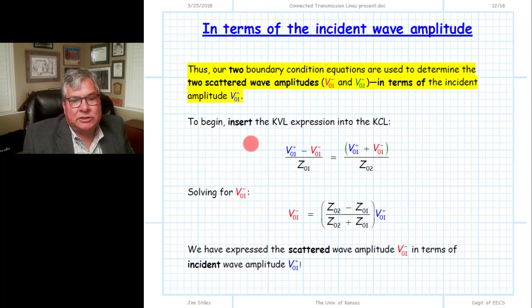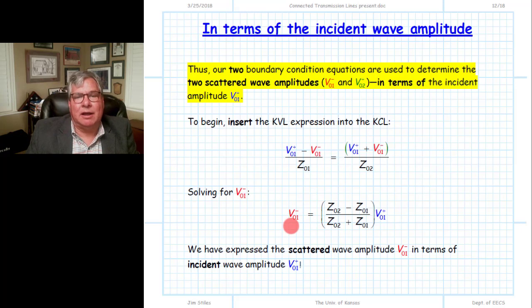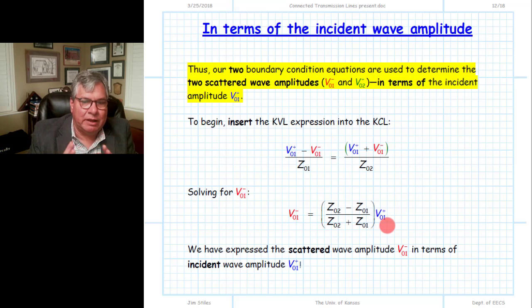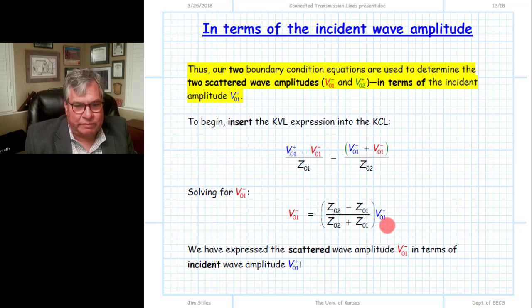So to accomplish this, we first insert our KVL expression into our KCL expression. And when we do that, this is V2 plus at this point, and we insert the KVL in there. We get an equation where we have two unknowns, and we rearrange that equation to determine the value of V01 minus. This is the wave amplitude of that reflected or scattered wave, in terms of V01 plus, which is the wave amplitude of the incident wave on that interface. And so we've expressed the scattered wave amplitude V01 minus, the unknown, the result, in terms of V01 plus, the cause that creates these two scattered waves.